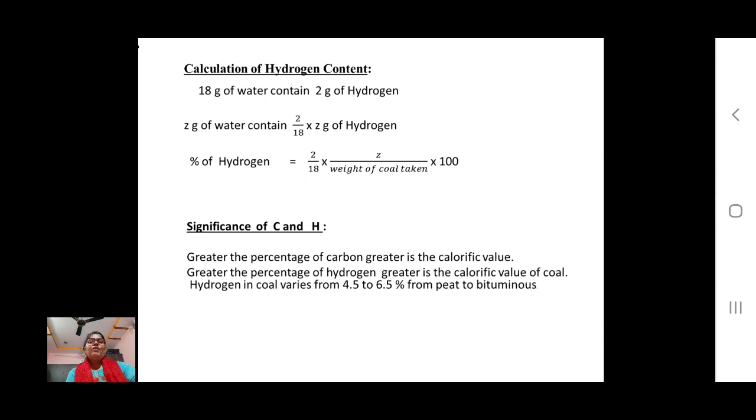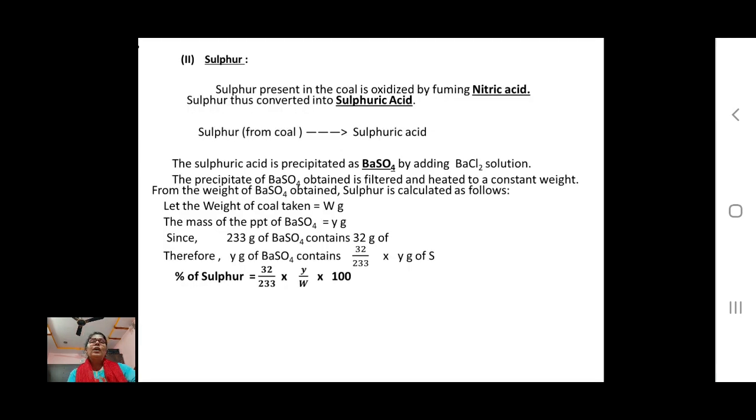Hydrogen in coal varies in general from 4.5 to 6.5% for different qualities of coal, that is from peat to a better quality, a good quality bituminous. Now come to sulfur. Sulfur present in the coal is treated with fuming nitric acid, very concentrated nitric acid, so that the sulfur present in the coal is converted into sulfuric acid. So sulfur from coal gives sulfuric acid by treating with fuming nitric acid.